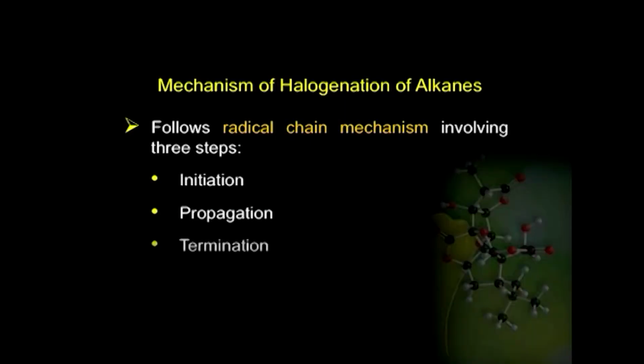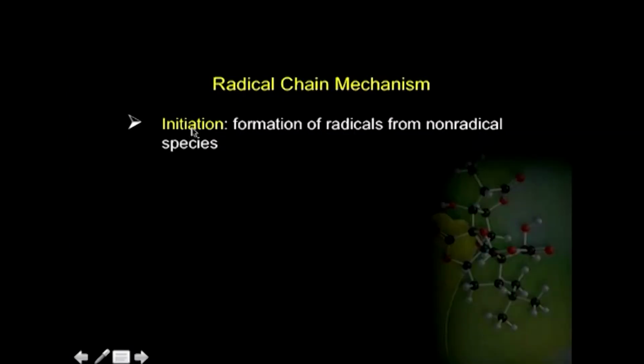tetrachloromethane. The halogenation of alkanes involves a radical chain mechanism, and as you studied earlier also, the radical chain mechanism involves 3 steps: initiation, propagation and termination. The preparation of radicals can be initiated in presence of heat or light only, and you would remember that the reaction does not take place in dark. So, the first step of this radical halogenation is initiation, by which formation of radicals takes place from non-radical species.